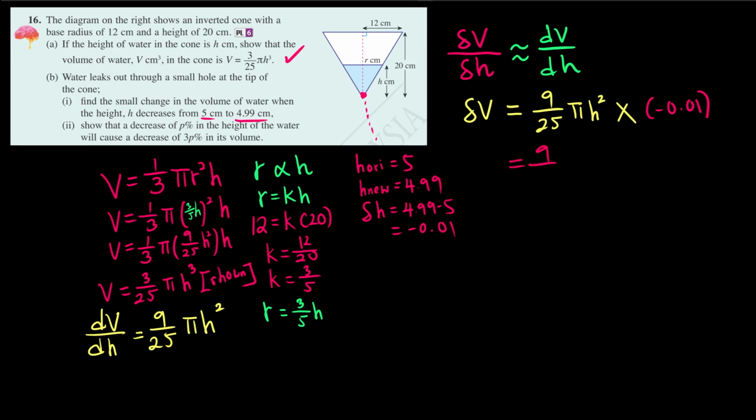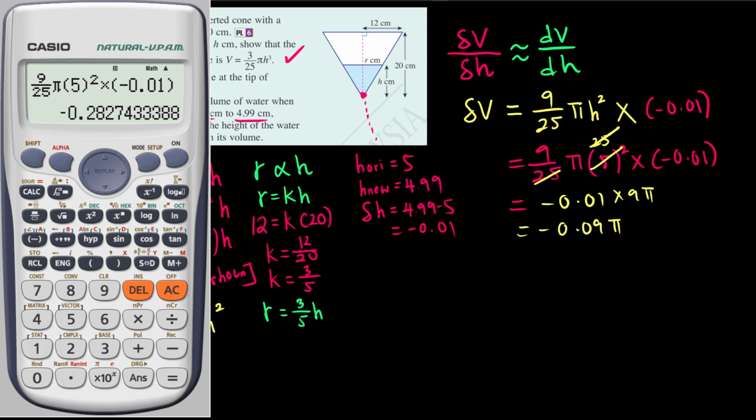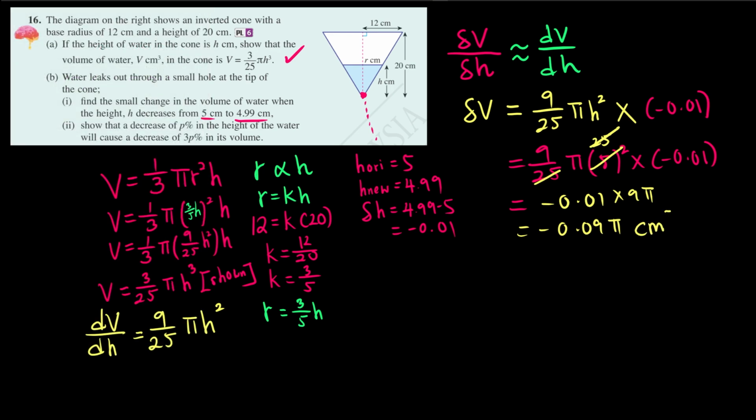So we have 9 over 25 pi, the H is going to be 5 squared, times negative 0.01. We know 5 squared is 25, so 25 and 25 can cut off, or you can just use a calculator, it doesn't matter. So we are left with only negative 0.01 times 9 pi. We're going to have the answer as negative 0.09 pi. Since this is the volume, it's going to be cm cube. And that's all for the small change in volume of water.